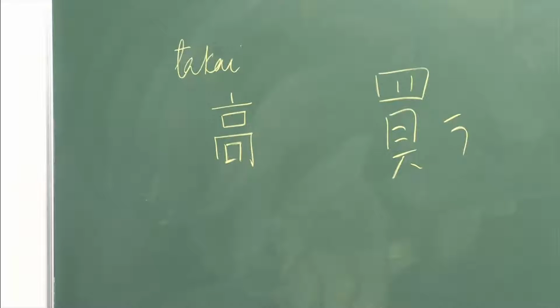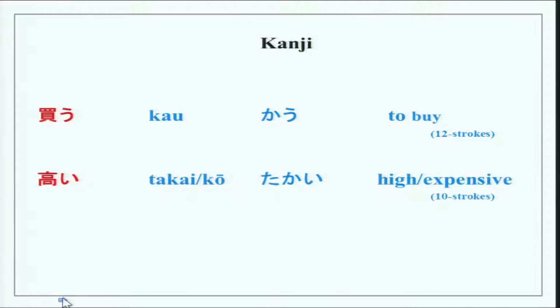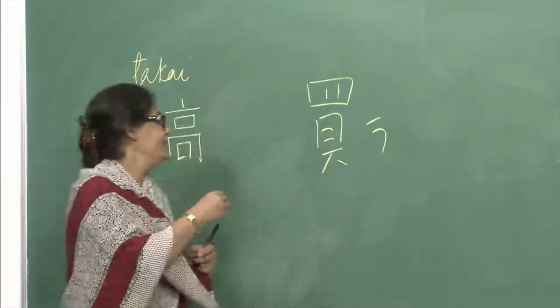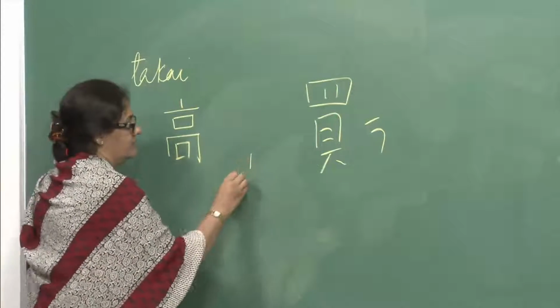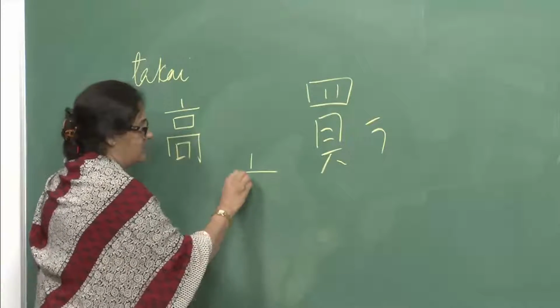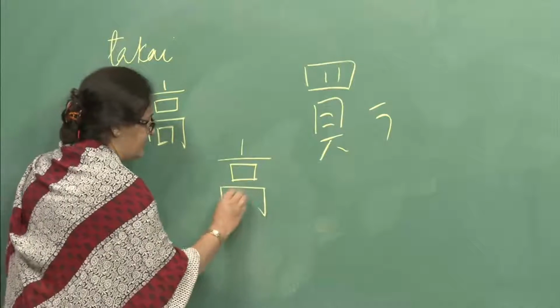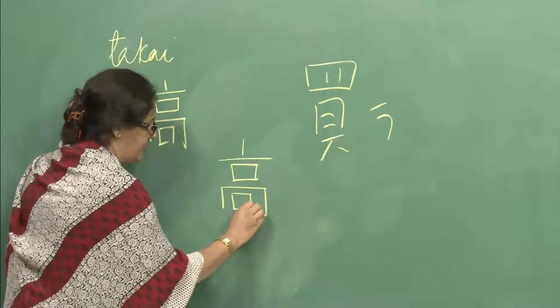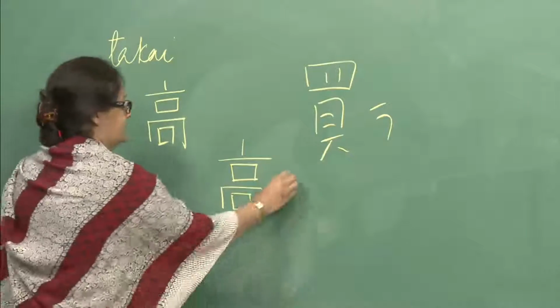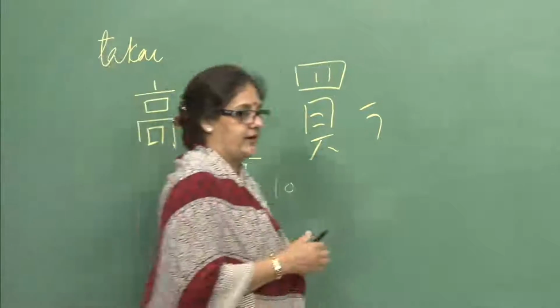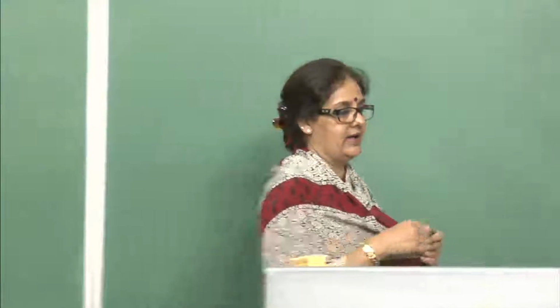You can see over here takai. As you can see, it is 10 strokes. I will write it once again for you. Once again, 1, 2, 3, 4, 5, 6, 7, 8, 9 and 10. It is a 10 stroke character, meaning takai, meaning high, meaning expensive.